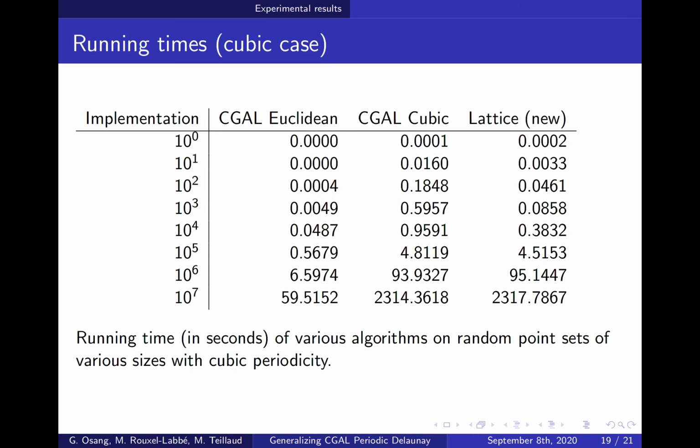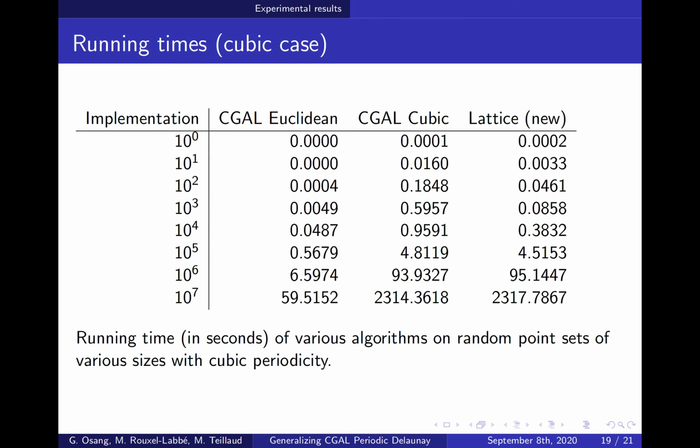So we ran our implementation and compared it to the existing one. On the right, for different point set sizes, from 1 to 10 million, you see the runtime of our new implementation in seconds. In the middle column you see the current CGAL implementation, which is limited to the cubic case, and it turns out the performance is pretty much the same, which is good news.